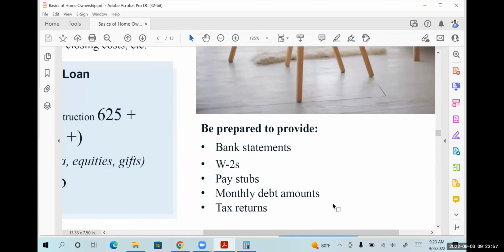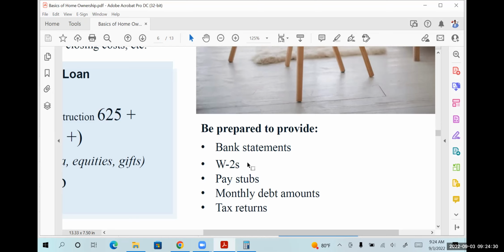So these are the basics, right? There might be additional, but these are always going to be the basics. So we're always going to ask for the last 2 months of bank statements, full statements, not the ones you print off to balance your checkbook. So the statements that we used to get in the mail, which are online, the last 2 years of W-2s, 30 days worth of paycheck stubs. Don't worry about your monthly debts because those are going to come up on the credit report. And then the last 2 years of tax returns.